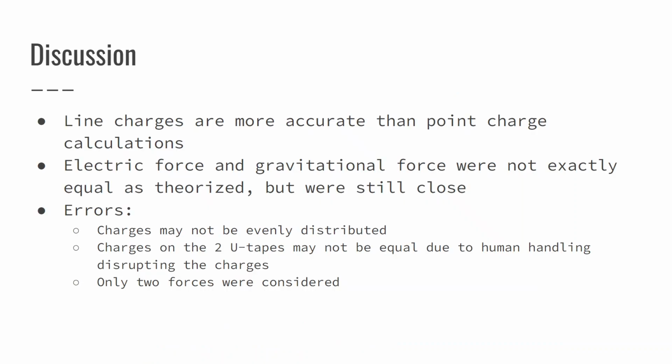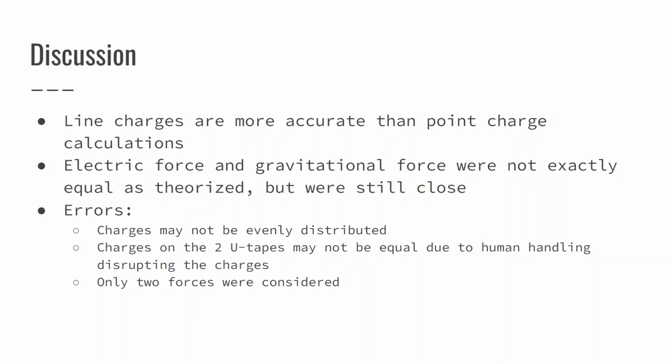Now, the discussion here is that the line charge calculations for this lab are much more accurate than the point charge calculations because it's a method of taking more exact measurements. However, the electric force and gravitational force were not exactly equal as theorized, but they were still very close. This is probably due to other factors that weren't accounted for, such as air resistance.